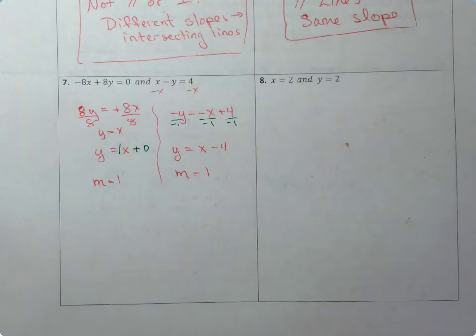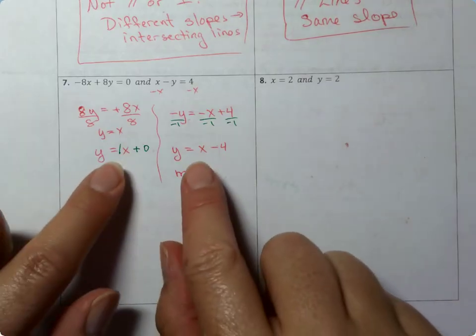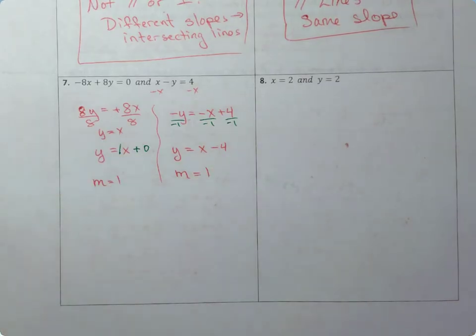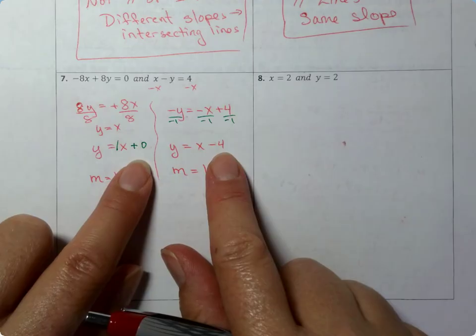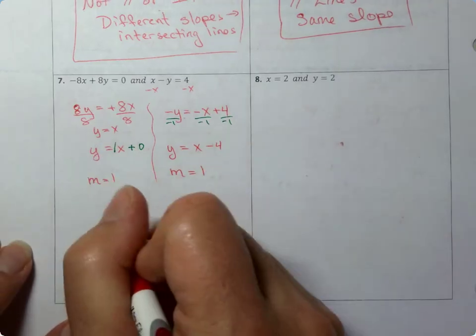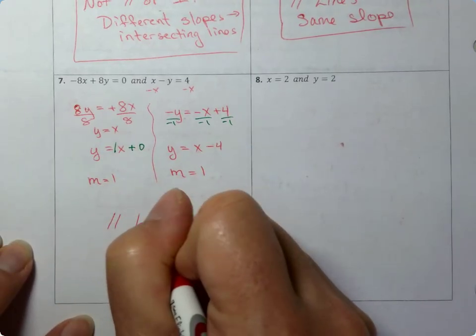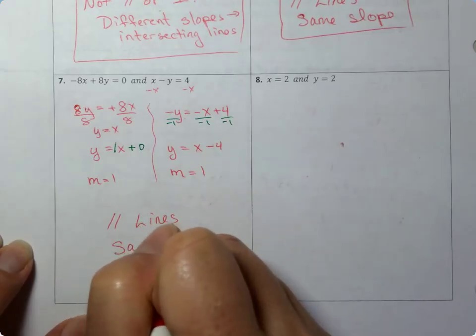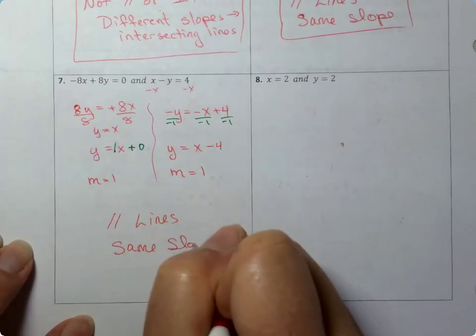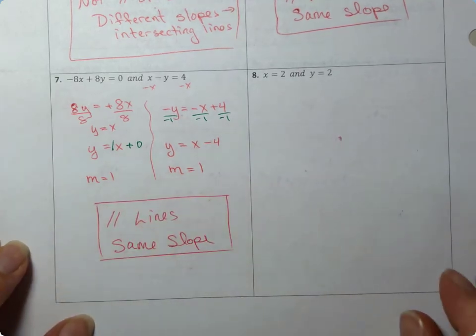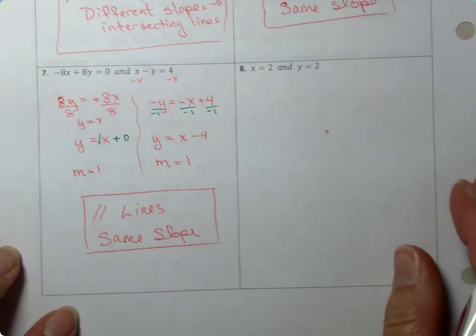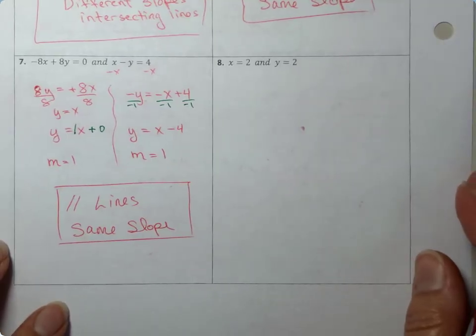Oh, I should bring this up. If they had the same slope and the same y-intercept, then they'd be the same line, right? So if they have the same slope, they're parallel as long as they have different y-intercepts. So pay attention for that. So these are also parallel lines because they have the same slope. Okay, so they should have different y-intercepts or they are the same line. Okay, let's talk about number 8. That's a little different, isn't it?